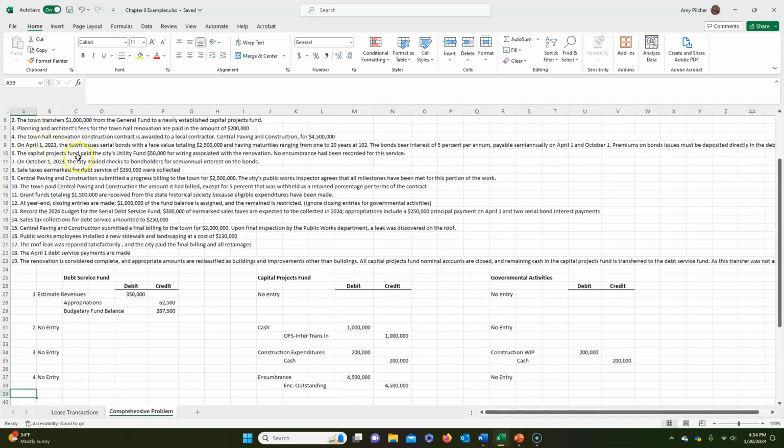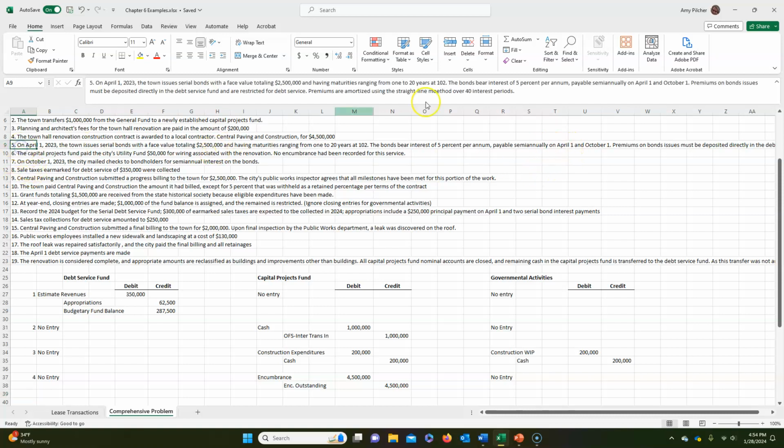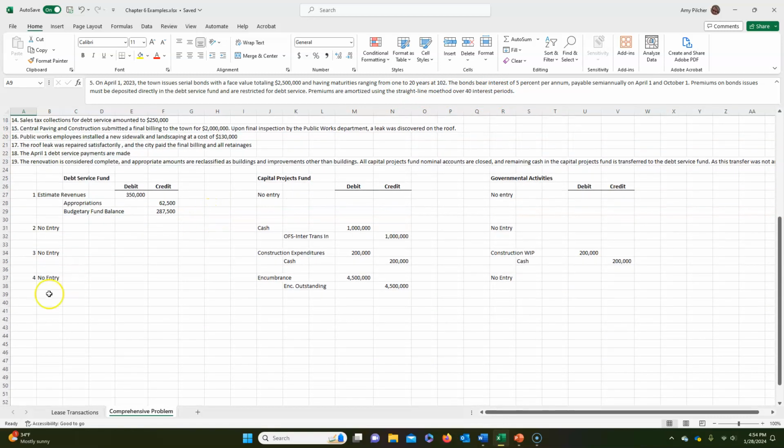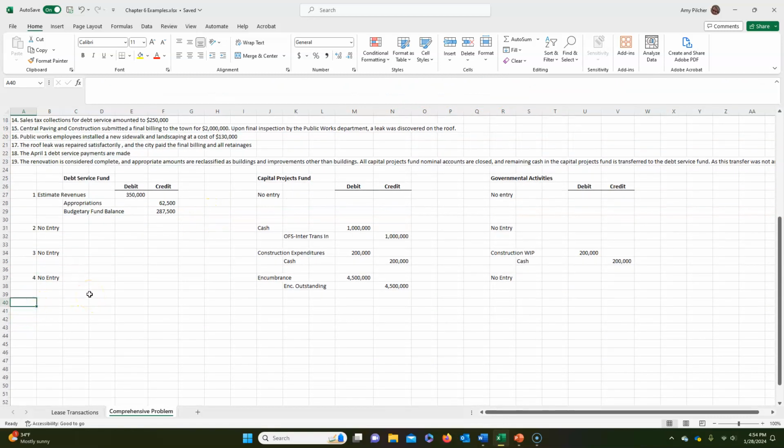Okay. Transaction 5. So on April 1st, 2023, the town issues serial bonds with a face value totaling $2.5 million, and we have maturities ranging from 1 to 20 years at 102, so at a 2% premium. We have interest of 5% per annum payable semi-annually on April 1st and October 1st. Premiums on bond issues must be directly deposited in the debt service fund and are restricted for debt service. Premiums are amortized using the straight line method over 40 interest periods. So let's do transaction 5, and then I'll switch to a new video for the rest of the transactions.